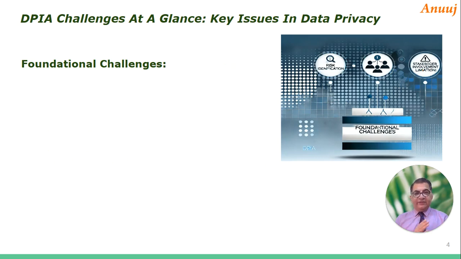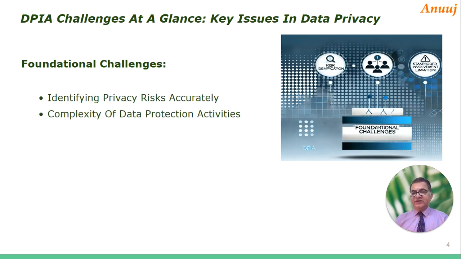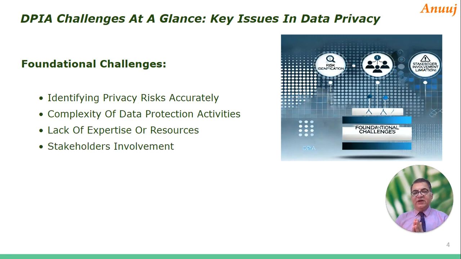I've categorized them into three. We'll talk about the foundational challenges first. It becomes difficult to identify the privacy risk accurately. It's a new thing and all different departments do not take personal data at the same level. They don't understand what it means if the personal data is lost, right? How can it be misused? Which is actually becoming very common, but people still think that it may not be lost or hacked from their end.